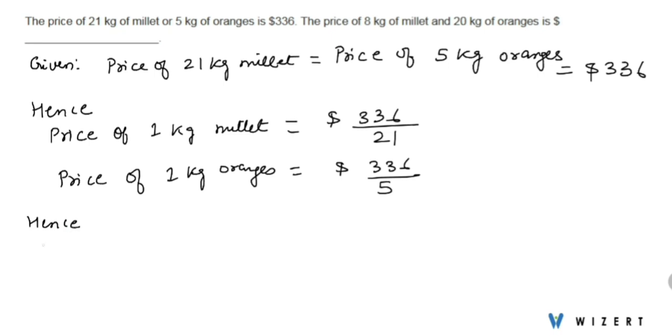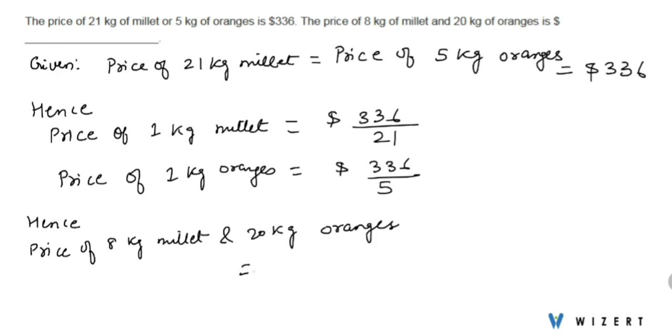Now, what we have to find out is the price of 8 kg millet and 20 kg oranges. So this is equal to the price of 1 kg millet, which is equal to 336 divided by 21, but here it is 8 kg, so multiplied by 8, plus the price of 1 kg oranges, which is 336 divided by 5, but here we have to find out the price of 20 kg, so multiplied by 20. So this is the price of 8 kg of millet and 20 kgs of oranges.